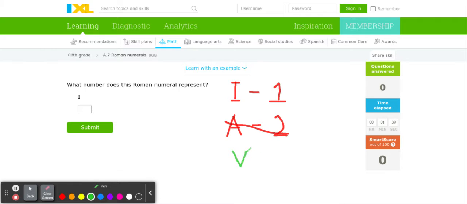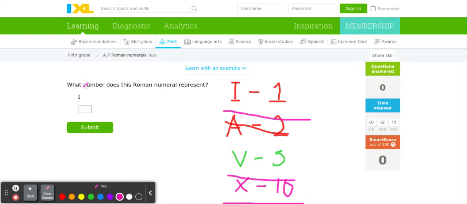We have V equals 5. I know it's a little bit unorthodox because it doesn't really have any relation. X equals 10. And you can go on and on forever. There is 50, there is 100, there is 1,000, there's so many more, but these are the 3 basic ones that you should remember, because these are the ones that you use on clocks and mainly on everyday objects. I equals 1, V equals 5, and X equals 10. So in our question, I equals 1.